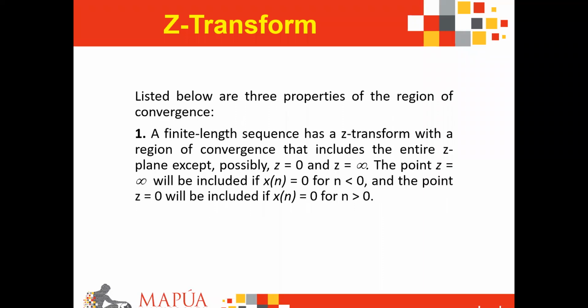So, listed below are some of the properties of your region of convergence. Number one, it has a finite length sequence Z-transform. The region of convergence will always include Z-plane, possibly zero, and infinity. Okay? The point Z equal to infinity is usually included if the sequence starts at xn equal to 0 for n greater than 0. So, meron tayong mga signal na xn, di ba?